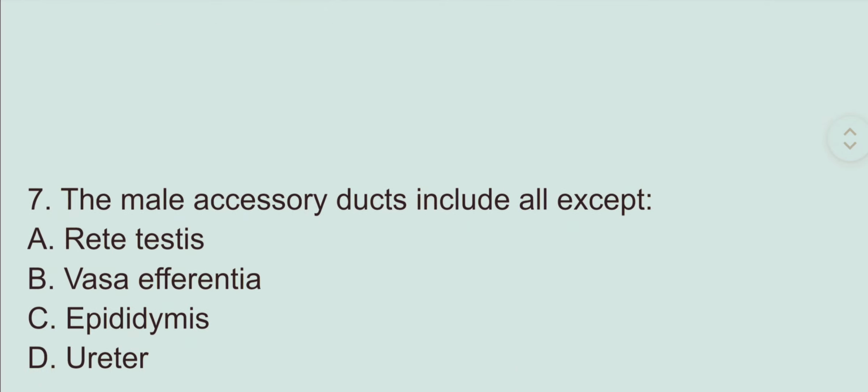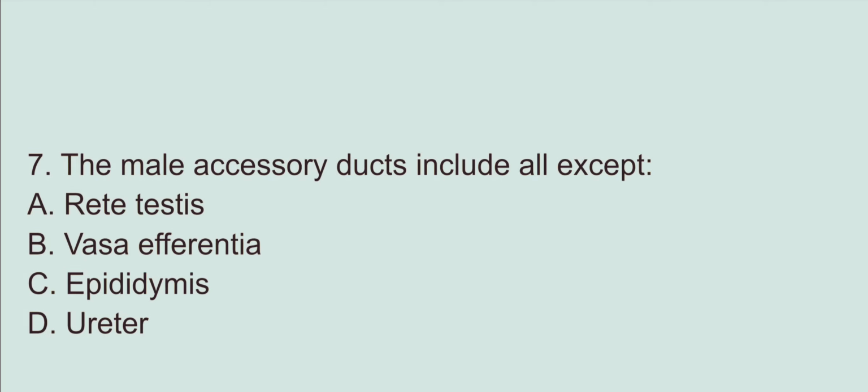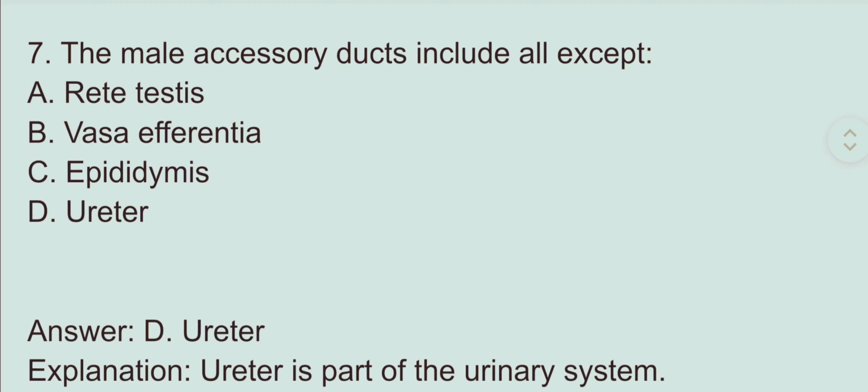Question number 7. The male accessory ducts include all except. The correct option is option D. Ureter. Ureter is not a part of the accessory ducts. Ureter is a part of the urinary system.